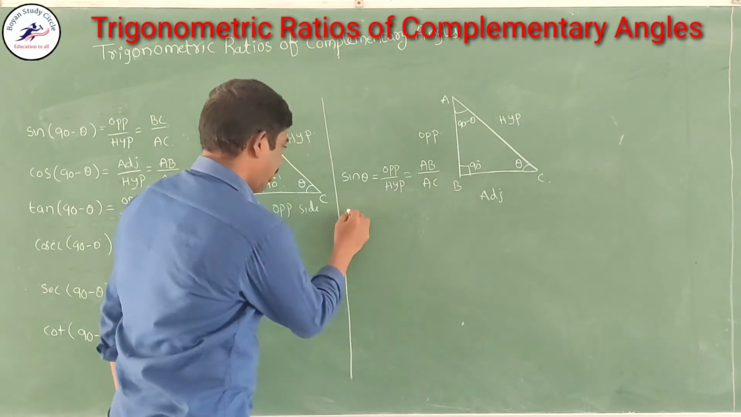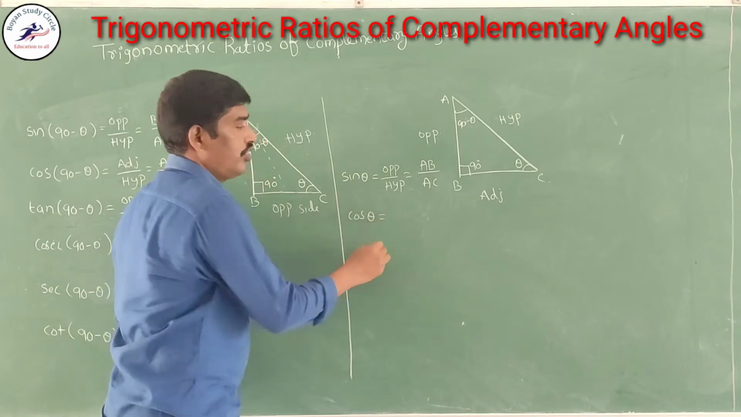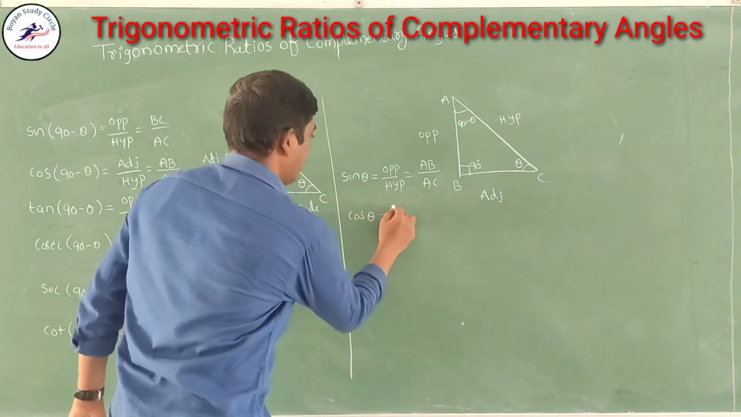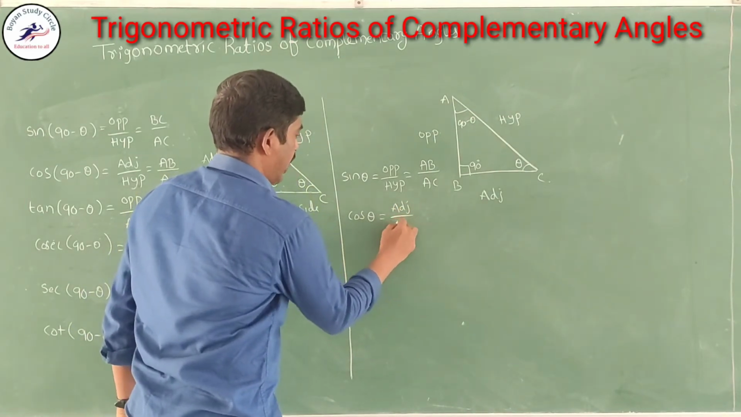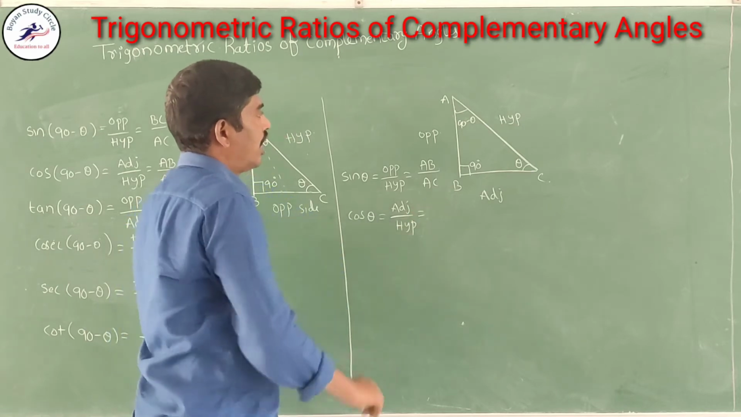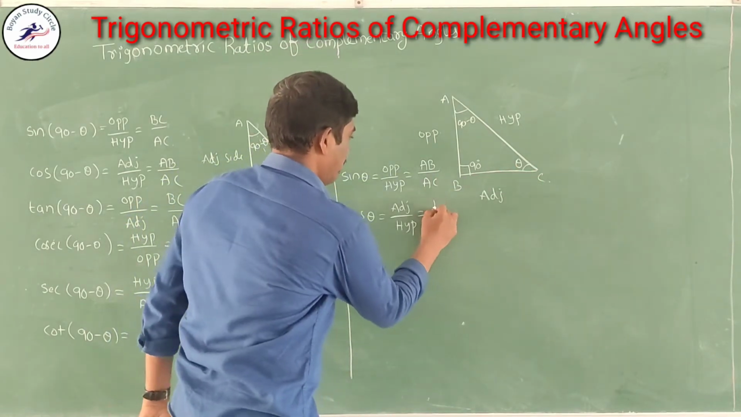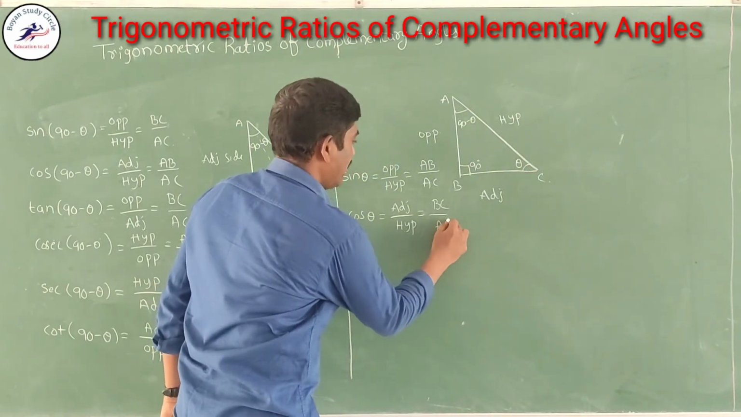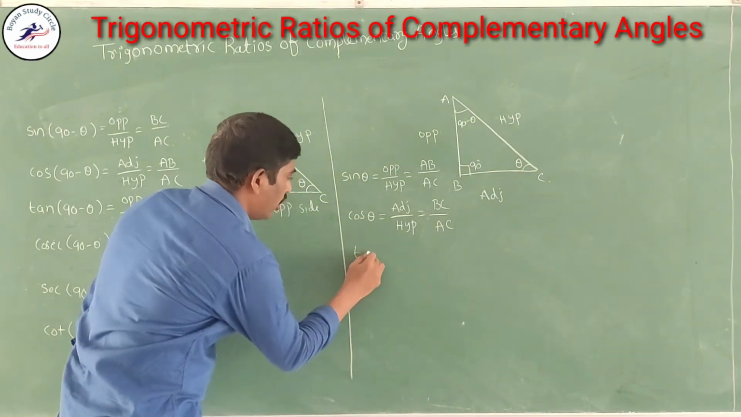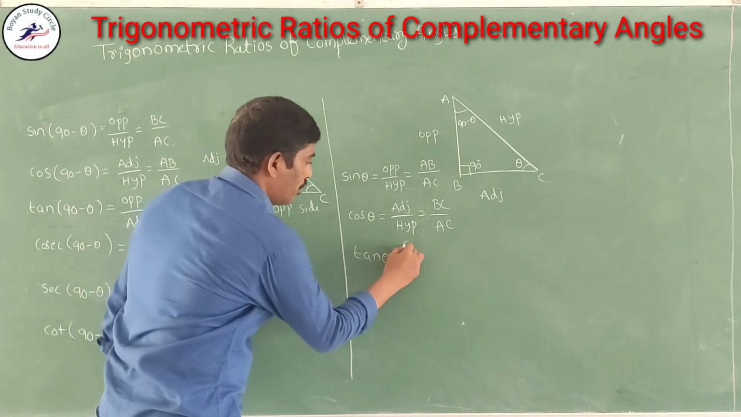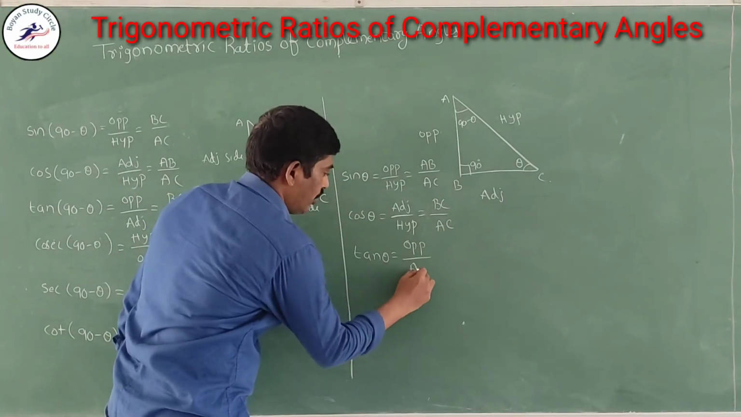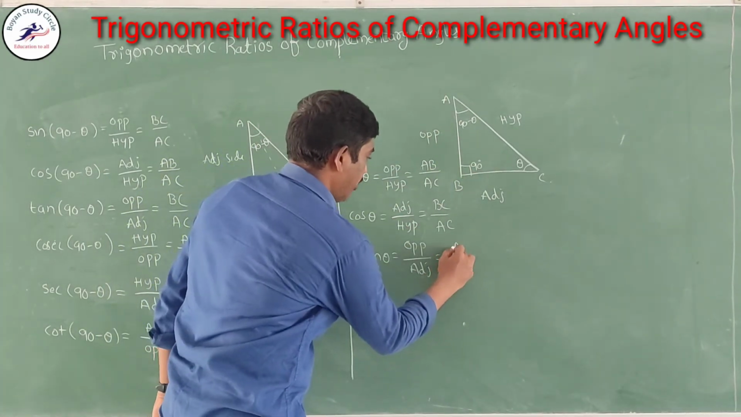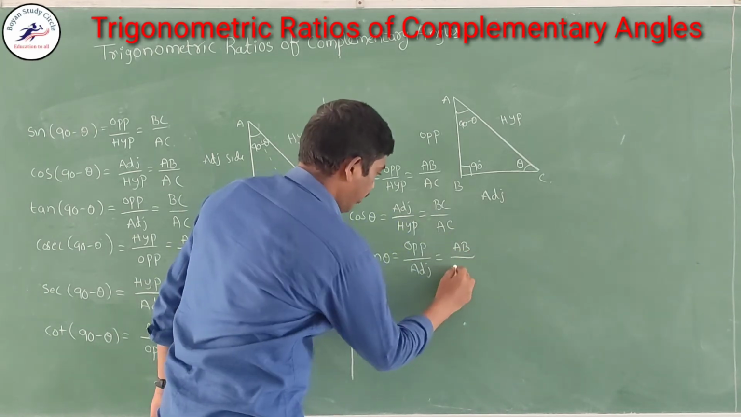Okay. Next ratio is cos theta. Cos ratio is adjacent by hypotenuse. What is the adjacent side? That is BC, and the hypotenuse side is AC. So BC by AC. Next ratio is tan theta. Tan theta is equal to opposite side by adjacent side. What is the opposite side? That is AB. So AB by adjacent side BC.